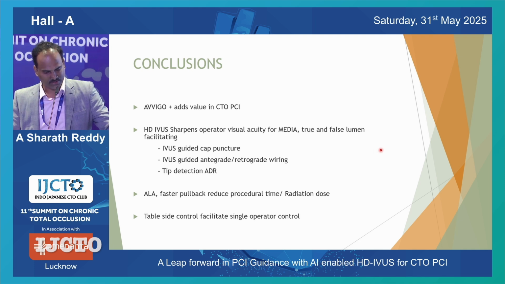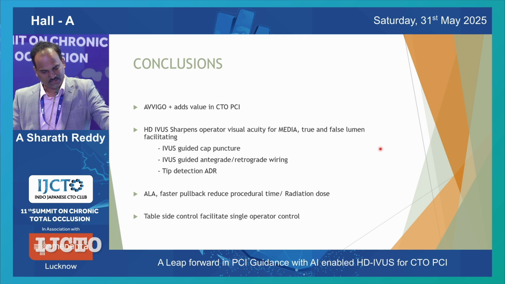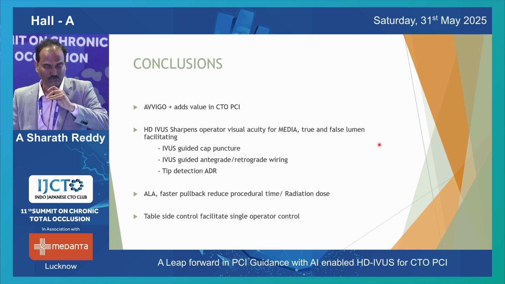HD IVUS sharpens operator visual acuity for media, and true and false lumen, which facilitates IVUS guided cap puncture, IVUS guided antegrade or retrograde wiring, and tip detection ADR. ALA and faster pullback reduce your procedural time and also, to some extent, your radiation dose, and table side control facilitates single operator control.